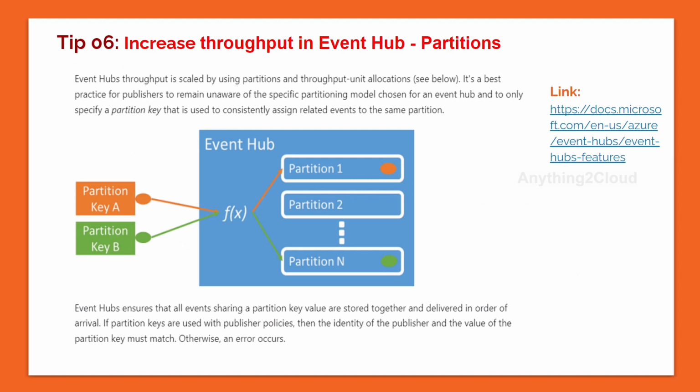Event hub ensures that all events sharing a partition key value are stored together and delivered in order of arrival. If partition keys are used with publisher policies, then the identity of the publisher and the value of the partition key must match, otherwise an error occurs. So in short, if you want to increase the throughput of the event hub, just use the partitions.